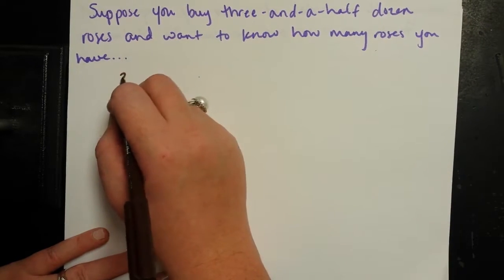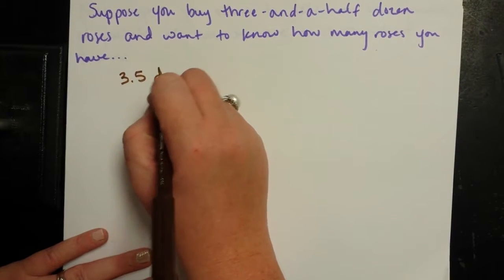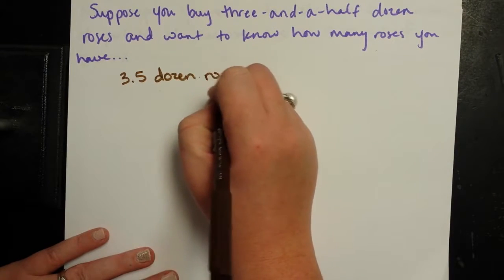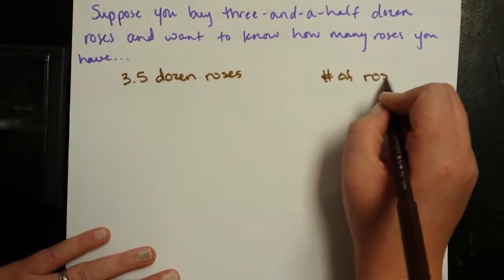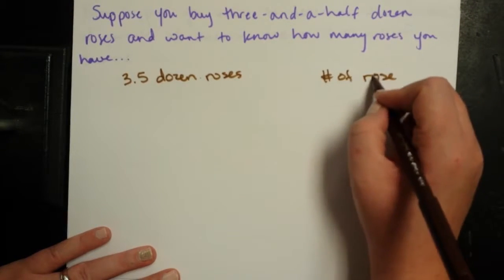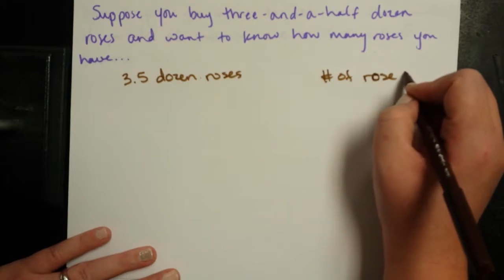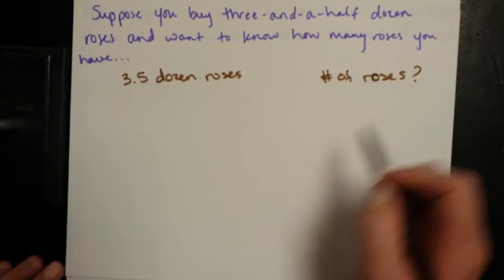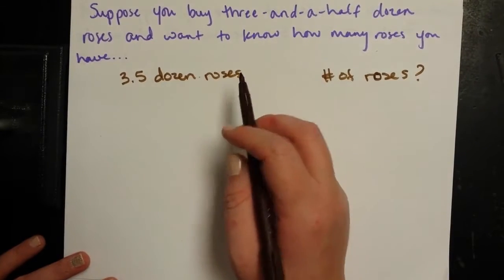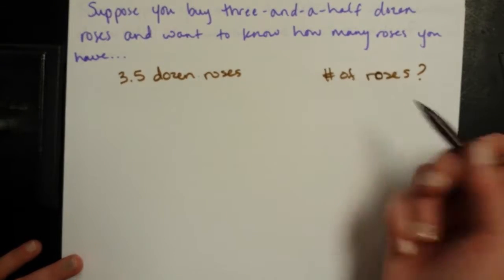So if we have 3.5 dozen roses, and we want to know the number of roses, like individual roses. It's a Friday afternoon and I'm very tired. Okay, we need to first figure out what the relationship between a dozen roses and 12 roses is.